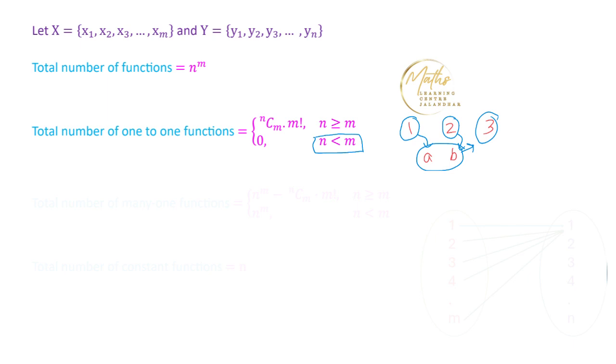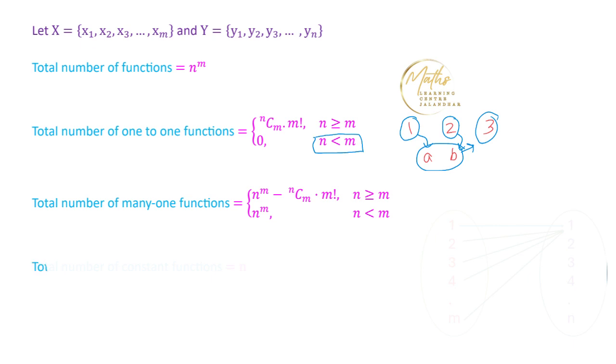So we have the total number of functions as n raised to the power m, and the 1-1 functions in this form. What we obtain from this is that the total number of many-1 functions is equal to total functions minus 1-1 functions. The total functions is n raised to the power m, and we subtract this value. This is the number of many-1 functions. This is the case when n is greater than or equal to m. When n is less than m, the total is n raised to the power m and the 1-1 functions is 0, so subtracting these two values, we get n raised to the power m. So these are the total number of many-1 functions.